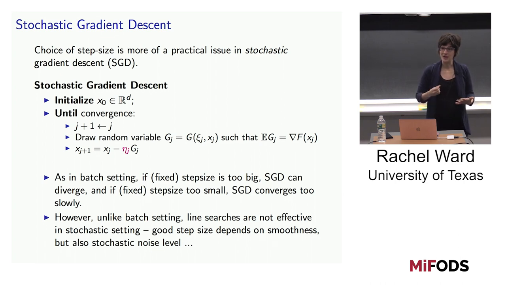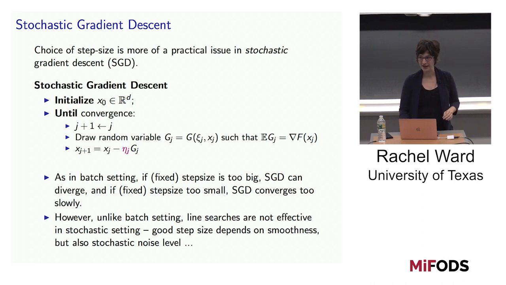The smaller the amount of noise, the more stochastic gradient descent acts like gradient descent. As the noise level increases, it behaves very differently. Does anyone have any questions?